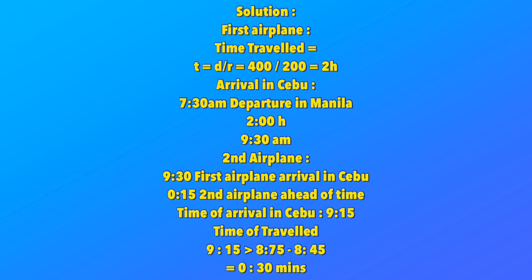Then the time of arrival in Cebu of the second airplane must be 9 hours and 15 minutes in the morning. So for the travel time, 9:15, we're going to subtract. It becomes 8 hours and 75 minutes. Then we subtract 8 hours and 45 minutes. So 8 and 75 minus 8 and 45, we have 30 minutes, the travel time of the second airplane.